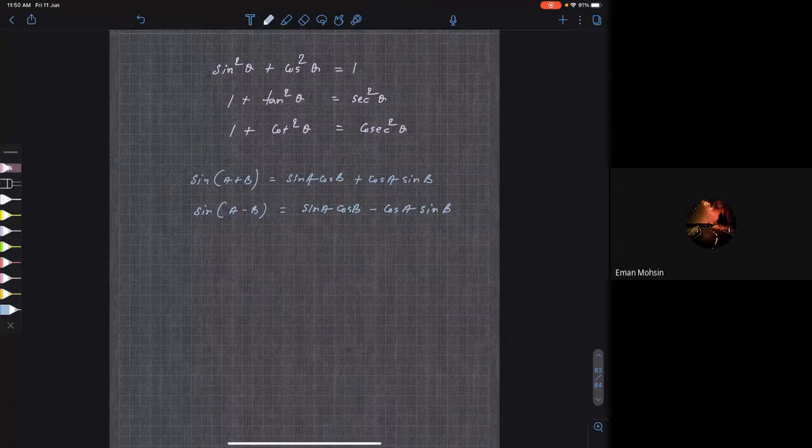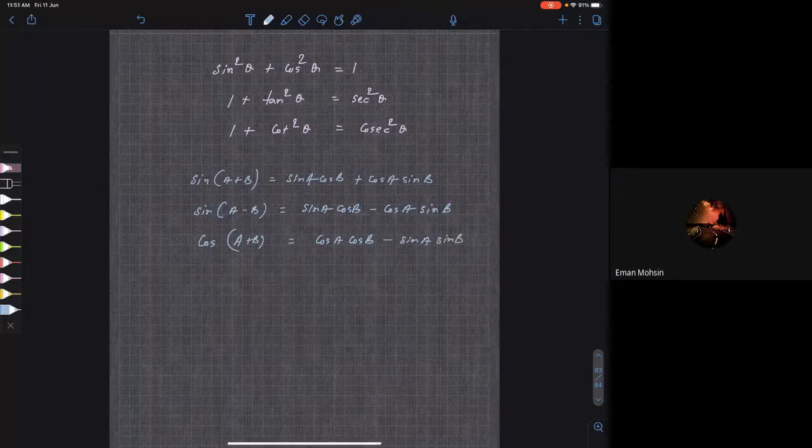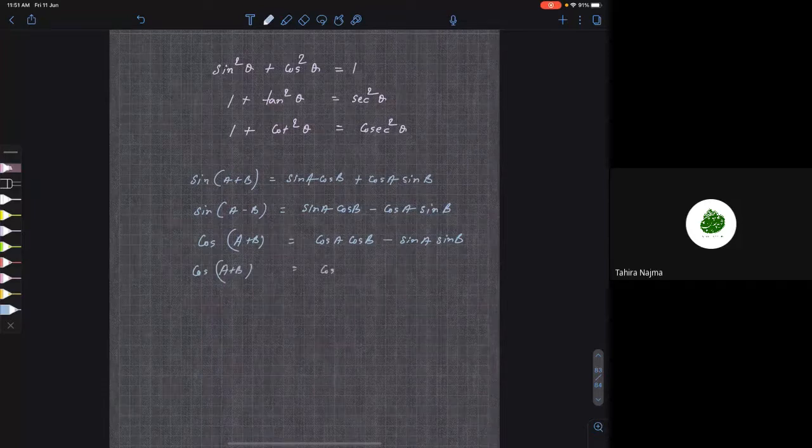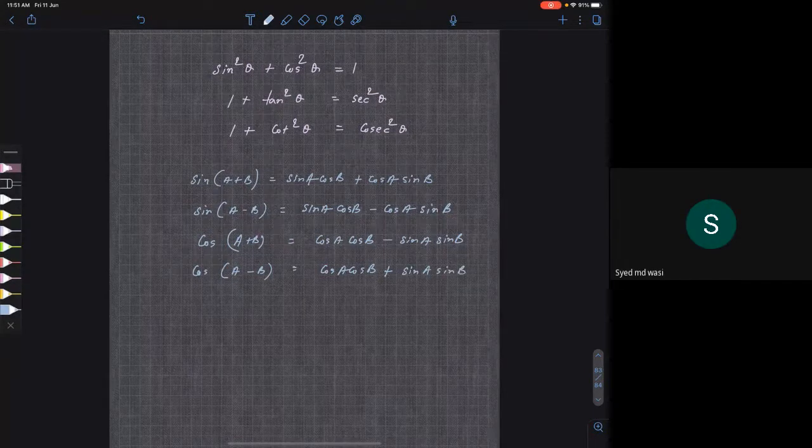Okay, then we'll come to cos. Cos of A plus B is cos A cos B minus sin A sin B. And cos of A minus B is cos A cos B plus sin A sin B.